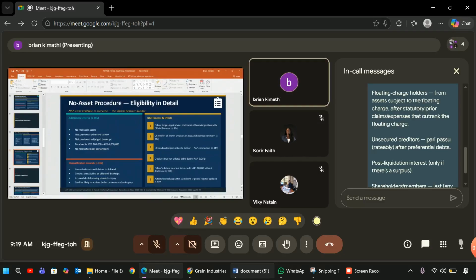So how would you be eligible for NAP? It's the official receiver to decide. The admission criteria is under section 345 for no realizable assets. You've not previously been admitted.